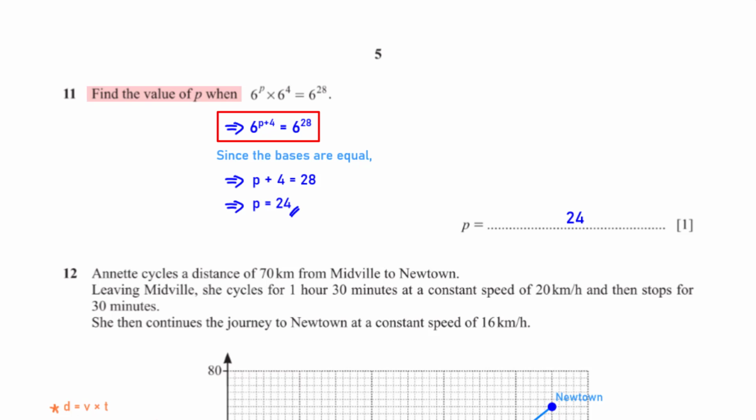28. Since the bases on both sides of the equation are equal, then their powers must also be equal. So P plus 4 equals 28. When we subtract 4 from both sides, we get P equals 24.